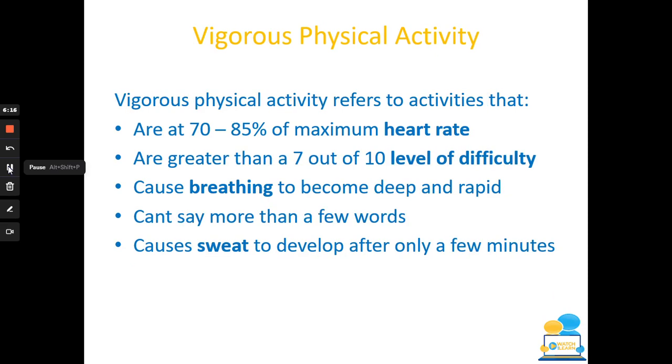Vigorous physical activity, which is a more intense form of physical activity, refers to activities that are at 70 to 85% of our maximum heart rate. So we're up to greater than 7 out of 10 in terms of our RPE, our rate of perceived exertion, or how hard we feel we are exercising or being active.